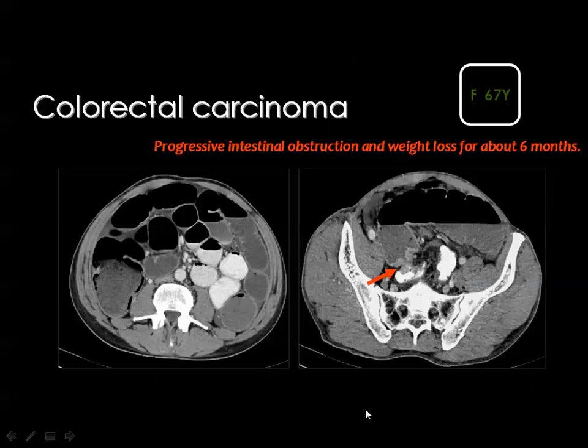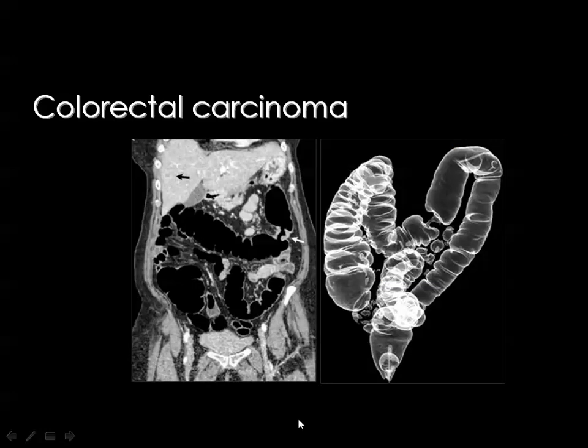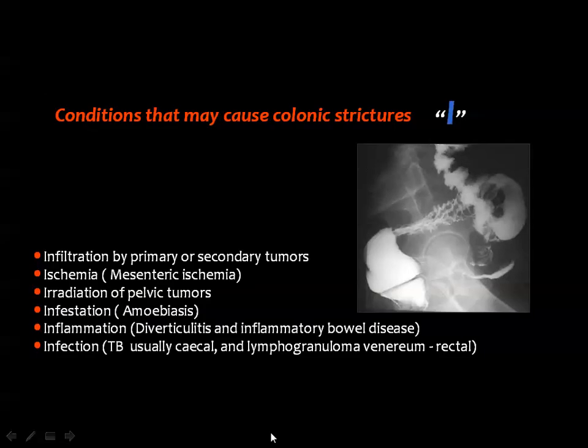Then if you look here, you see this stricture or apple core configuration in the rectosigmoid area with proximal distension of the colon as well as the small bowel. This is an obstructive carcinoma in the region of the sigmoid. Also, you can use virtual endoscopy and coronal reformatted images after injection of air into the colon, and you can see this narrowed segment of the transverse colon, seen here in this colonography image. You see the typical apple core configuration in the transverse colon.